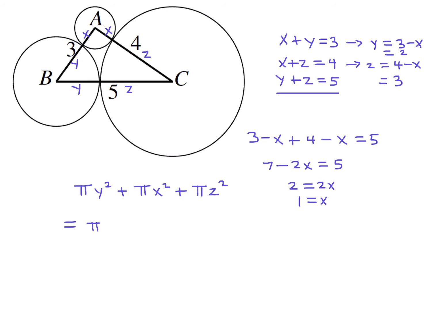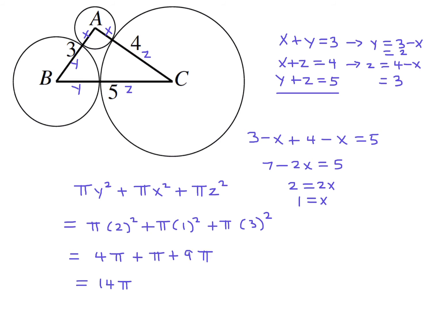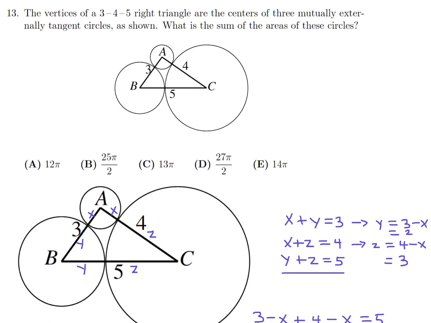For Y, it is 2, so that's 2 squared. For X, it is 1 squared. And for Z, it is 3, so 3 squared. So this becomes 4 pi plus 9 pi, and that is 14 pi. So going back, the answer choices, 13 is E.